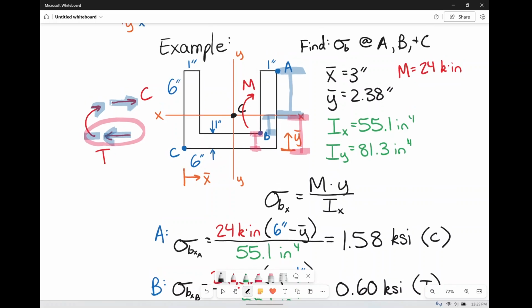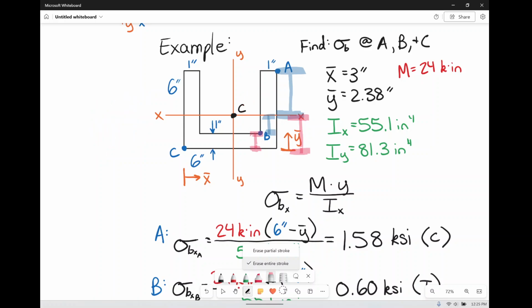Okay, so it's a really simple problem to solve. But now, just for the sake of being a little different here, let's go ahead and rotate our moment. Let's do it all over again, but this time our moment is going to be going the other direction. Let's see if I can clean this up without removing everything.